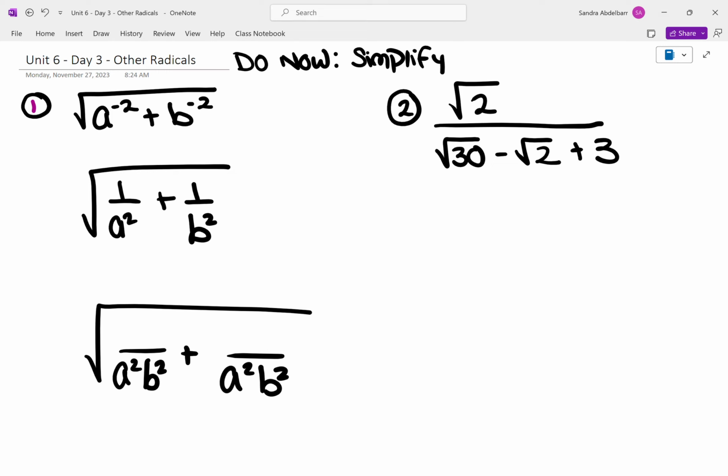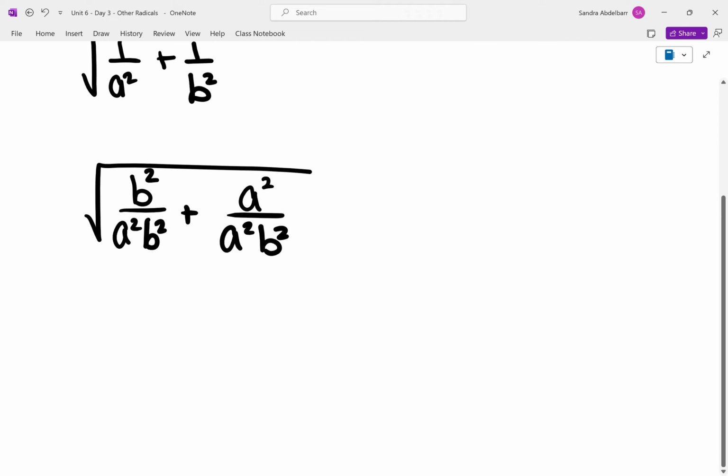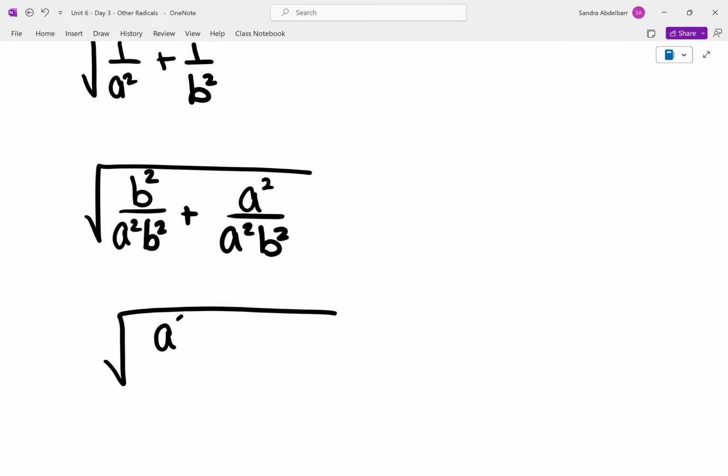So in the first fraction, in order to get a denominator of a squared b squared, we have to multiply top and bottom by b squared. And in the second fraction, to get a denominator of a squared b squared, we have to multiply the numerator by a squared. So now I can add underneath this radical, and I'm just going to change the order since addition's commutative and I like alphabetical. So I'm going to write a squared plus b squared over a squared b squared.